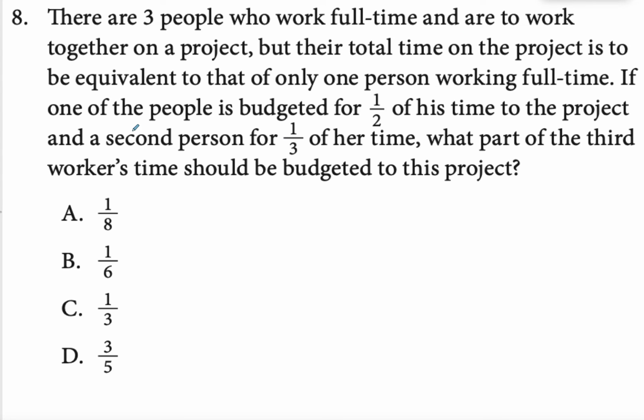Alrighty, let's move on to number 8. There are 3 people who work full-time and work together on a project, but their total time on the project is to be equivalent to that of only one person working full-time. Now, if one of the people is budgeted for half of his time to the project, and the second person for 1/3 of her time, what part of the third worker's time should be budgeted to this project?